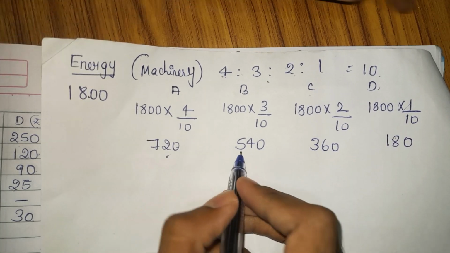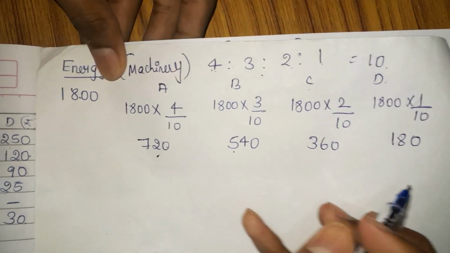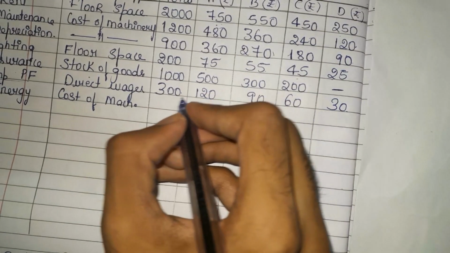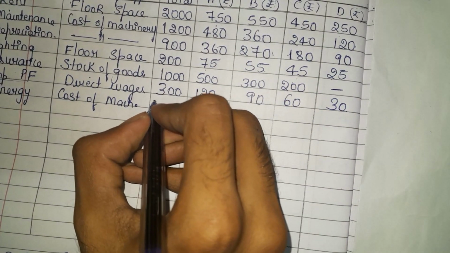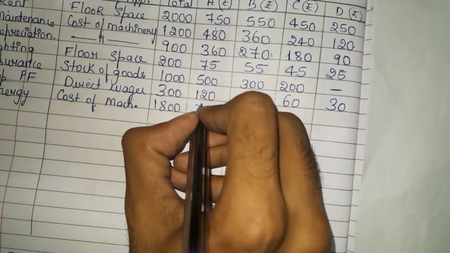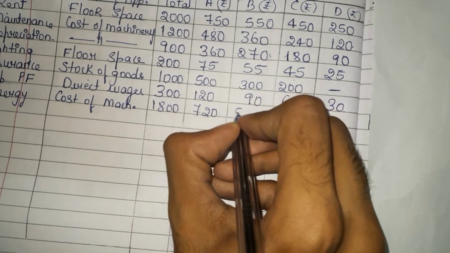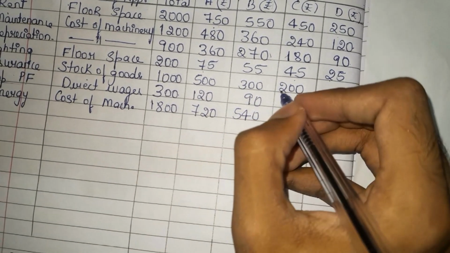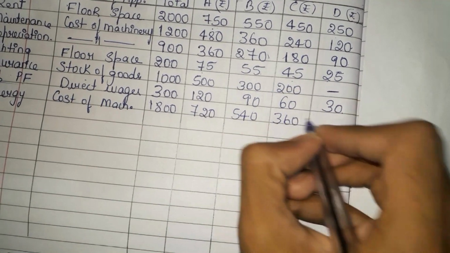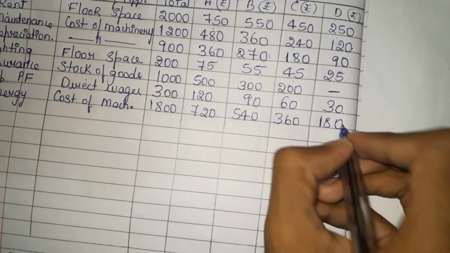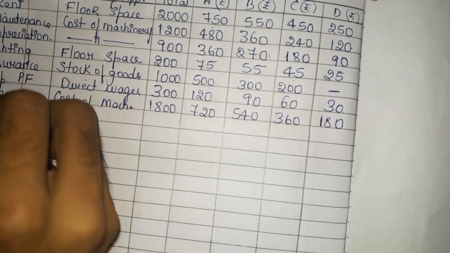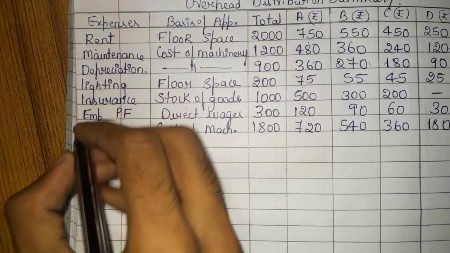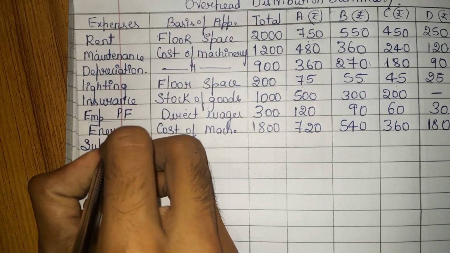Now 720, 540, 360 and 180, write it here. Total it is 1800. For A department it is 720, B department 540, C department 360 and D department 180 rupees.